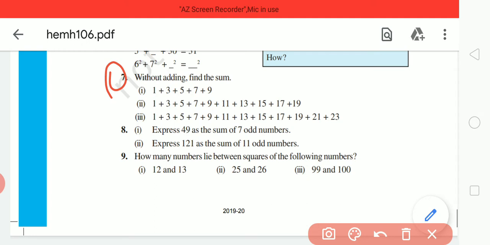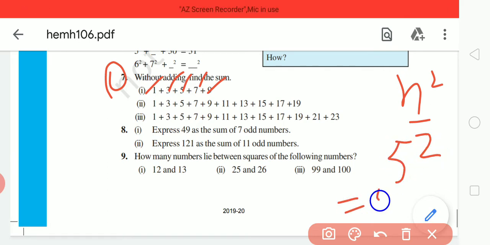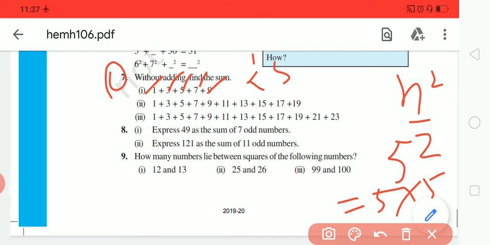Without doing addition, find the sum. You know the formula, if you want to add the odd numbers starting from 1, the formula is n square, right? N means how many numbers you want to add. Here 1 2 3 4 5, 5 numbers we want to add. So 5 square is 5 into 5, that is 25, is the sum, right? So 25 is the sum.